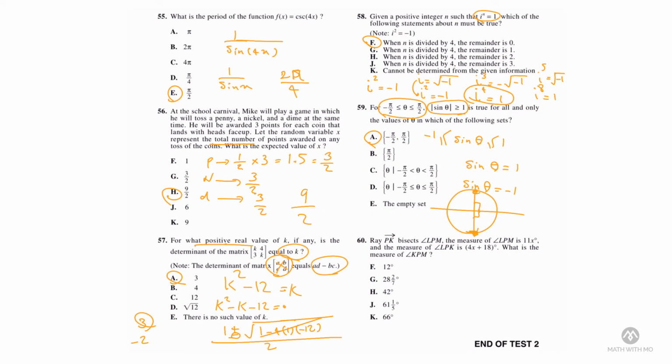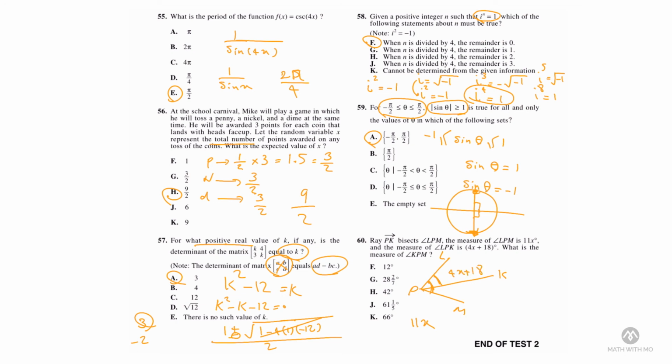Ray PK bisects LPM. The measure of LPM is 11x, and the measure of LPK is 4x plus 18 degrees. What is the measure of KPM? So let's say this is LPM, and this is the angle. And we know PK divides this into equal angles. Now we know LPM is 11x, and LPK is 4x plus 18.